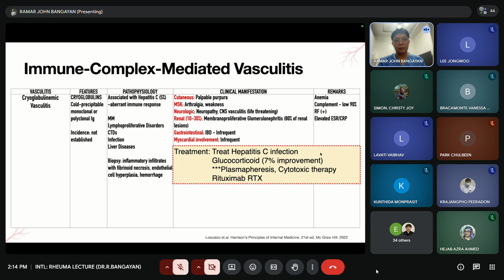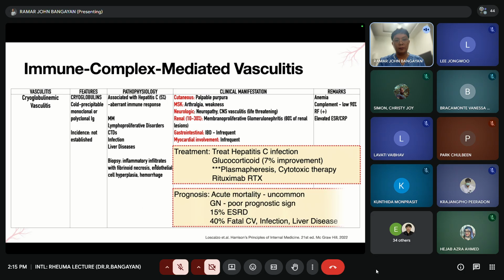But you may also need to give an adjunct in the form of glucocorticoid. Plasmapheresis has been studied to effectively treat the hepatitis C infection. So it's just cleansing the blood of cryoglobulins. Rituximab can be used for refractory disease. Okay? Mortality is uncommon, but a poor prognostic sign would be involvement of your kidneys.